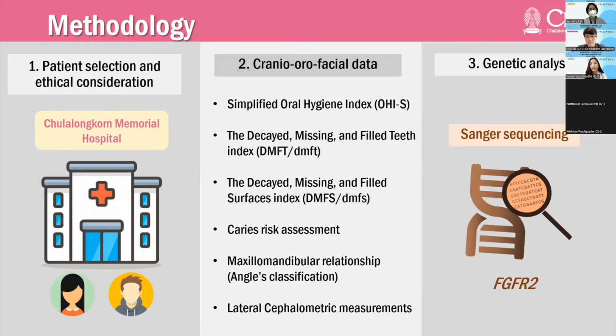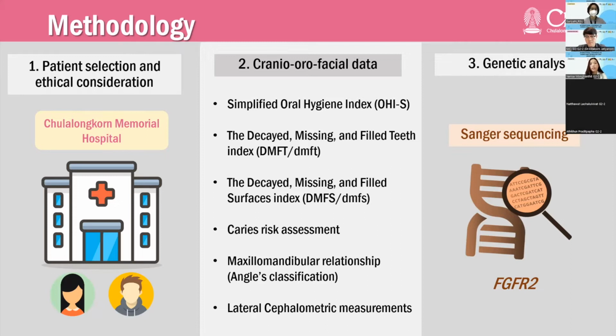And the second part, cranio-oro-facial data. Oral examination was performed by an experienced dentist, and the Simplified Oral Hygiene Index, or OHIS, score was used to assess oral health status of the patient. The caries prevalence, comprising the decayed, missing and filled teeth index and the decayed, missing and filled surfaces index, were recorded. And caries risk assessment and Angle classification were evaluated. Lateral cephalogram tracing was analyzed by experienced orthodontists.